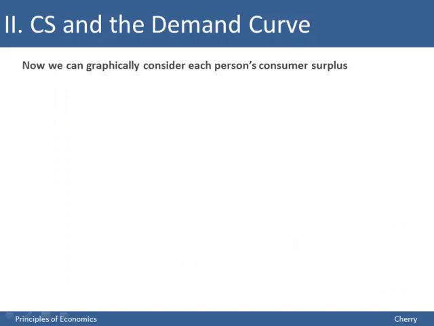So now let's graphically represent each person's consumer surplus on the demand curve. We have the concept of what consumer surplus is: willingness to pay minus the market price. Now let's see what that looks like graphically with the demand curve.